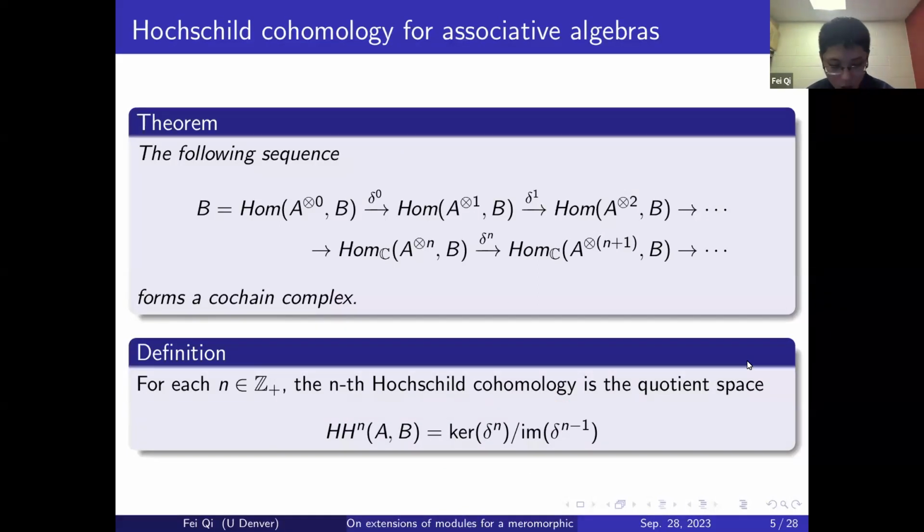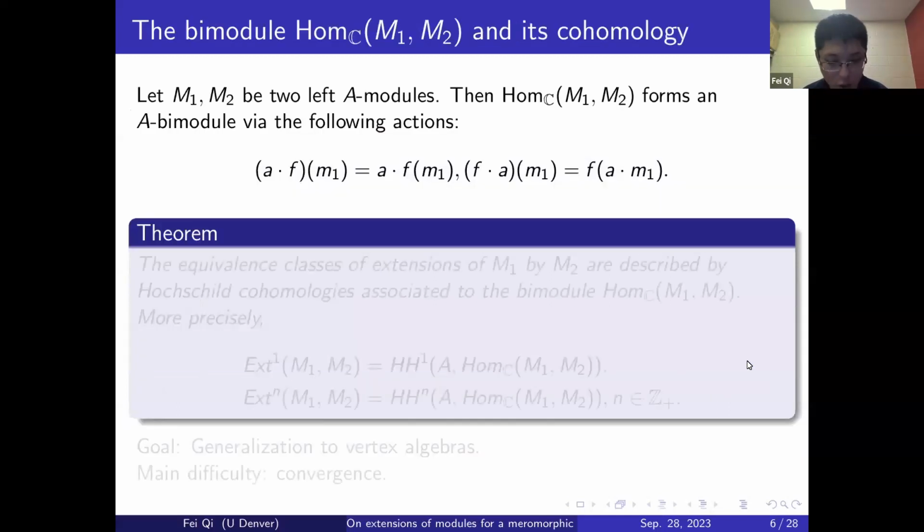Okay, so one of the most important things we want to keep in mind is its connection with the Ext1 group. And here is the situation. We will construct a very special bimodule, and this bimodule is simply going to be built upon the space of linear maps from M1 to M2, where M1 and M2 are two left modules.